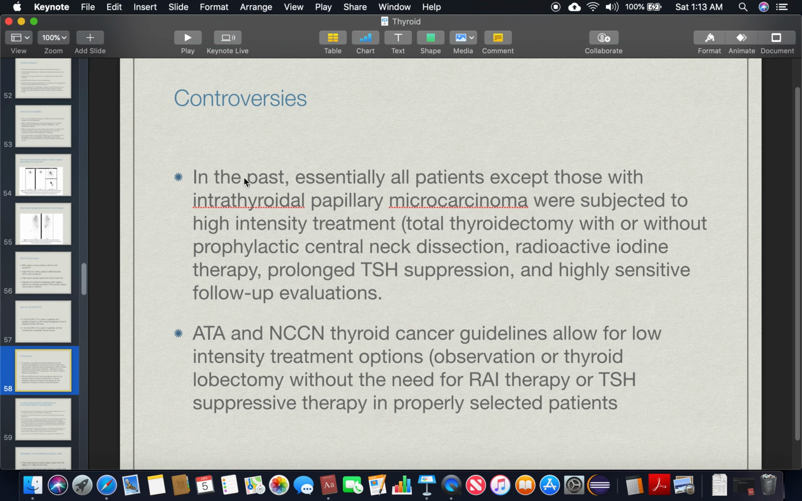In the past, I'm going to talk briefly about the controversies. In the past, everybody who had intrathyroid or papillary thyroid cancer was subjected to high intensity treatment, that is total thyroidectomy, then with or without neck dissection, and then radioactive iodine therapy, prolonged TSH suppression, and then follow-ups. The new guidelines by ETA and the NCCN allow for low intensity treatment. That means you can observe or do thyroid lobectomy without the need for radioactive iodine therapy or TSH suppressive therapy in a selected group of patients.